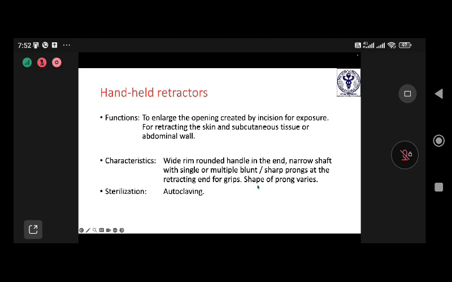Again, the characteristic is that these are broad-ended instruments with a broad surface and a rounded end, so that they can fit the curvature of the retracting surface. Also, they are not pointed, so that when you retract they are not injuring anything, because the broader the instrument, the less will be the pressure. It will have a narrow shaft for ease of handling, and also it will have multiple blunt or sharp prongs if you are going to retract subcutaneous fascia. That depends on what exactly you are going to retract. If you're talking about skin retraction, you can have just the skin hooks, that is also a retractor, and you can have the Mustard kind of retractor, which is self-retaining. I'll show you that. Again, autoclaving is the way for sterilization.